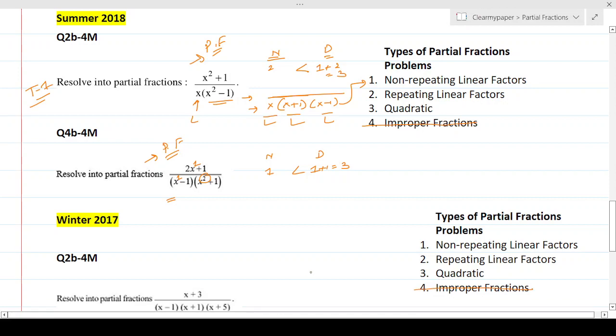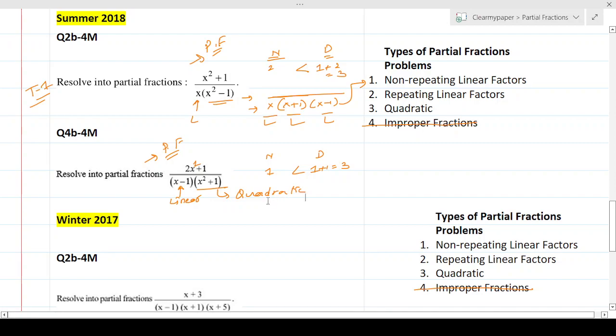Now let's check out what's happening with the denominator. The first term, we don't need to do anything. It's already linear in nature and cannot be simplified any further. The second term is quadratic. So now we have to check whether this quadratic can be simplified and factorized into linear factors.